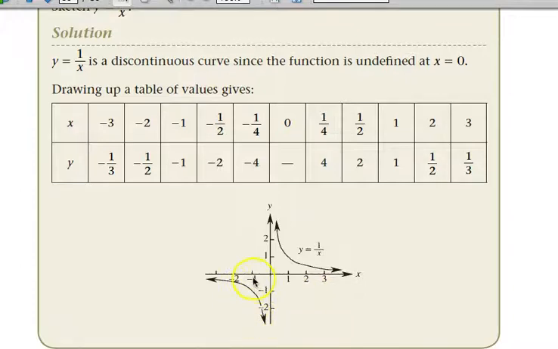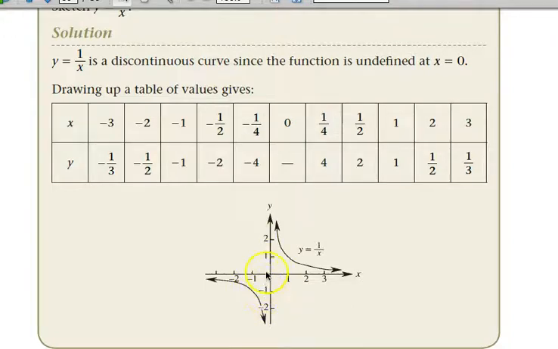Now, when we substitute in negative values of x, when x is negative 1, y is negative 1. When x is negative 2, you get negative a half. x is negative 3, negative a third. But then we need to see what happens for smaller, negative values of x. So you can put in fractional values. When x is negative a half, y is negative 2. When x is negative a quarter, y is negative 4, hence the curve goes down here as well.